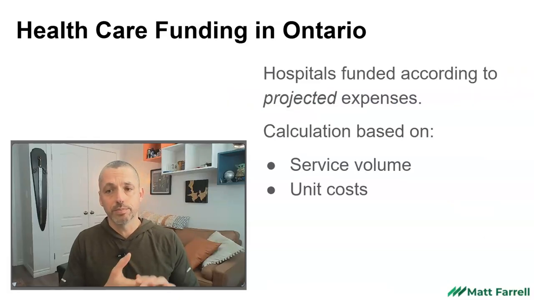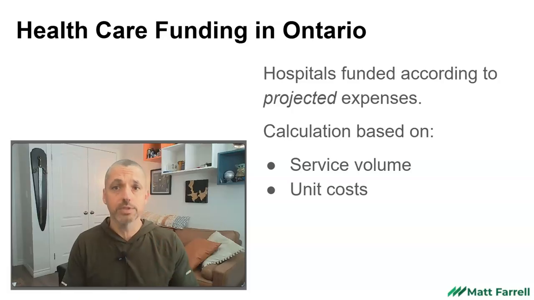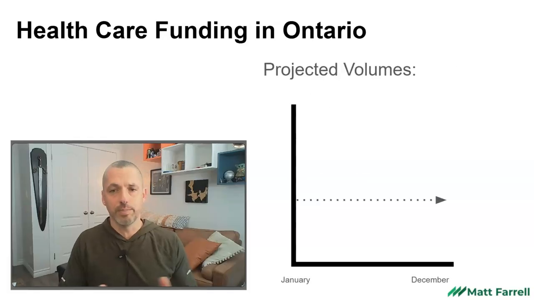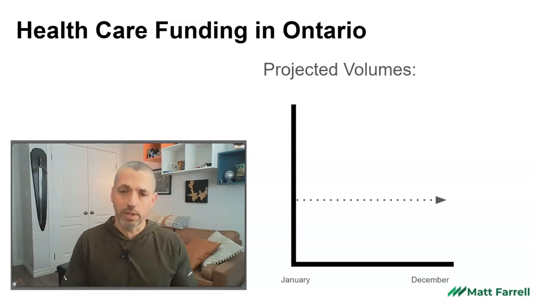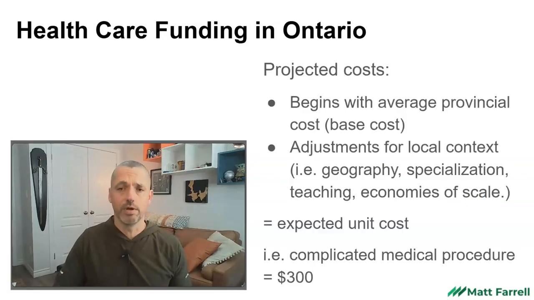Hospitals are funded according to projected expenses. So we've got to look at how those are calculated. Typically, those are calculated based on expected service volumes and expected unit costs per procedure. For example, let's say for a particular procedure, let's call it the complicated medical procedure, the province might look at a given hospital based on their population and demographics. They might come up with a number of 1,000. They predict that one specific hospital will complete 1,000 of this specific procedure. So that's step one, figure out the volume.